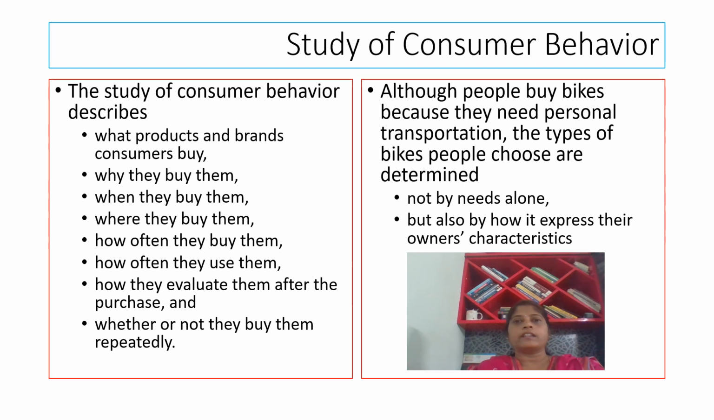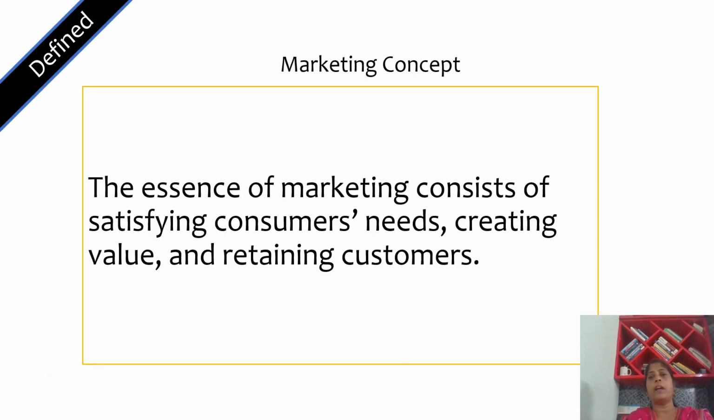Now let's see the next one. Let's see what we mean by the marketing concept. The essence of marketing consists of satisfying consumer needs, creating value, and also retaining customers. This is a very, very broad one. So it starts from analyzing the consumer needs, and then in the firm, in the organization, you create that value, and then you take that product, that value to the customers, and distribute it to the customers. Once they have bought, you are supposed to retain those customers for the next purchase. So this becomes a very, very important and very broad scope for marketing.